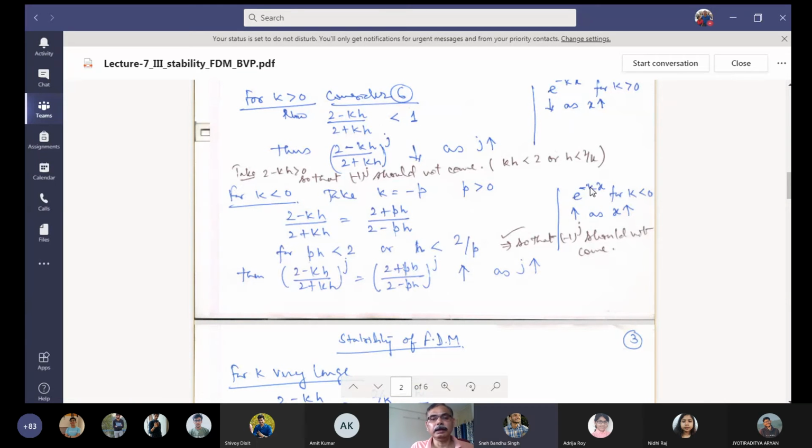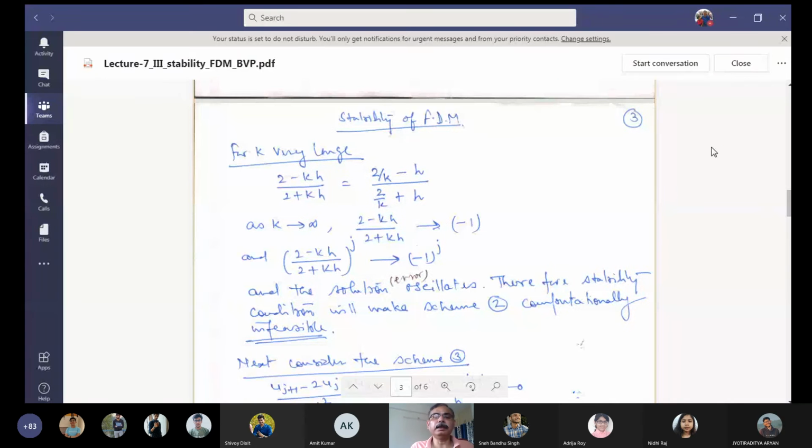Is that right? K is less than 0. Yes, sir. Now, we just try to see this one. (2 plus ph upon 2 minus ph) to power j will also blow up because it is 2 plus ph, and p is greater than 0. It blows up as j approaches infinity. Is that right? Yes, sir. So both are behaving exactly in a similar fashion. So again, there is no trouble, right?